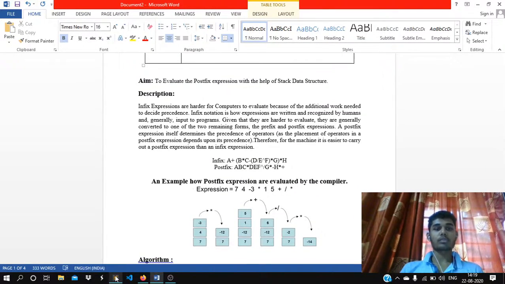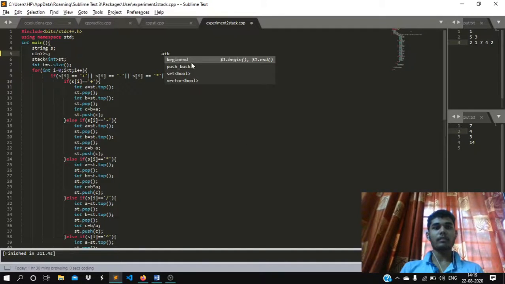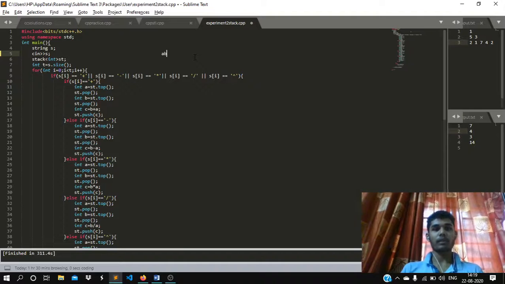What are postfix expressions? First, we'll understand three basic expression types. What is infix? Infix expressions are those in which we write the operator in between the operands. What is prefix? Where we write the operator before the operands. Postfix is where we write the operator after the operands. These are all Polish notation.